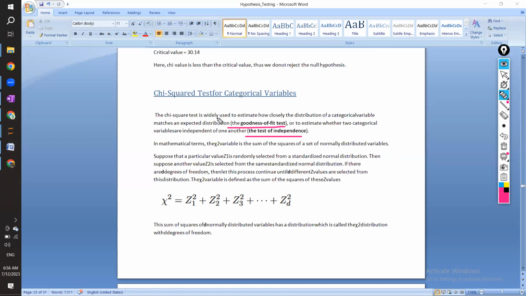In the goodness of fit test, the chi-square test is widely used to estimate how closely the distribution of a categorical variable matches an expected distribution. That is the goodness of fit test. Or whether two categorical variables are independent of one another. That is the test of independence. So we will see these examples, but first, let's see the goodness of fit test.